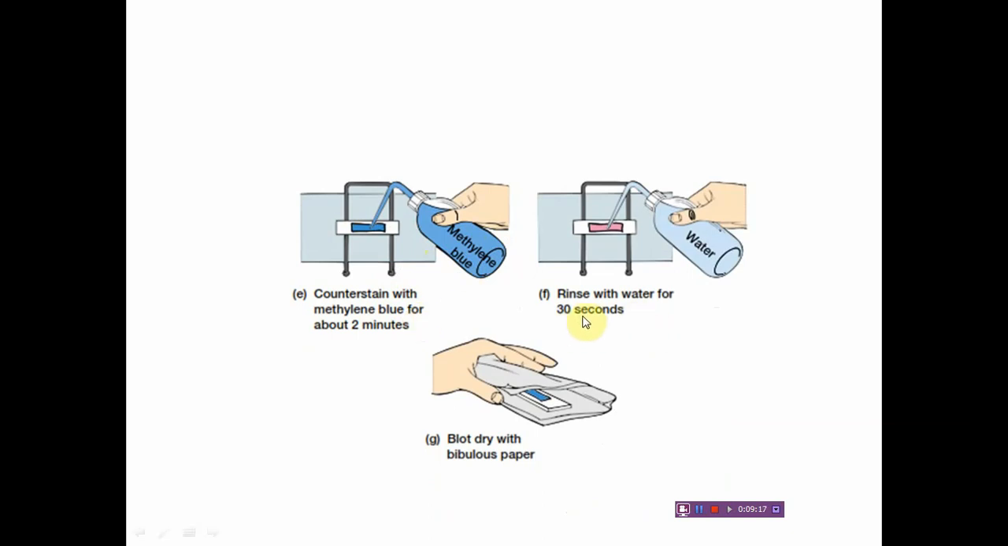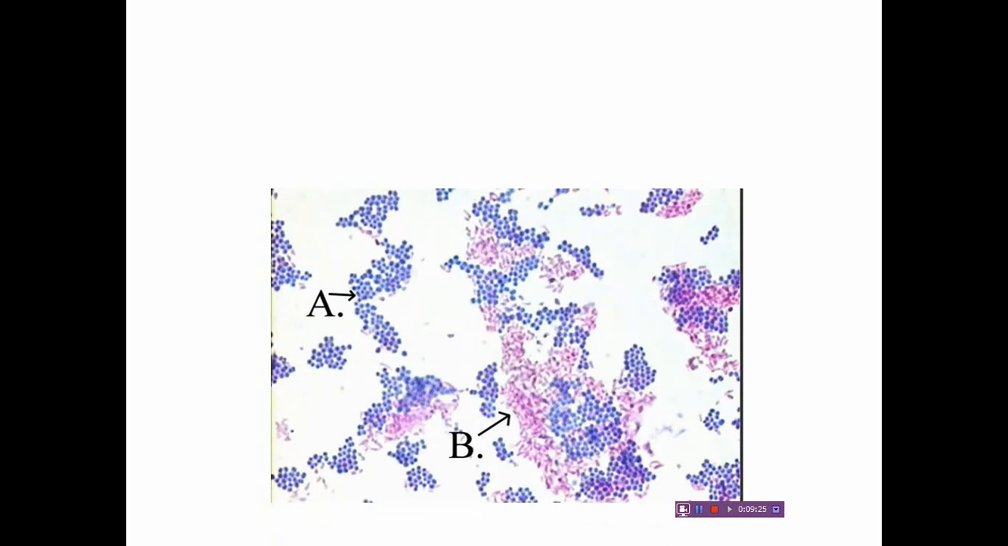Thereafter the slide is washed again, and then the slide is dried or it is blotted with some blotting paper and observed under the microscope. If we see the pink colored cells, then these cells are acid fast bacilli. If we see the blue colored cells, then these cells are non-acid fast.